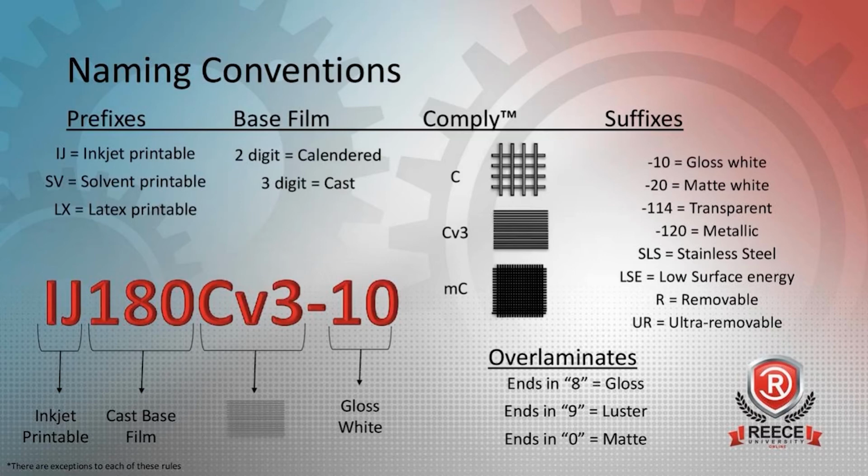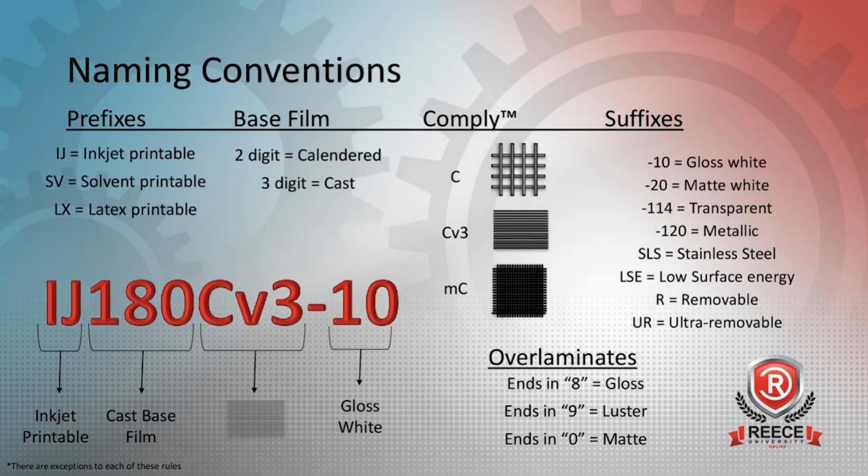And then the suffixes: -10 always means gloss white, -20 is matte white, and then -114 is going to be transparent. So you could even have a calendered film that has -114, and you could have a cast film that has -114. That's always going to let you know that that's going to be a transparent film. And then -120 is always going to mean metallic.